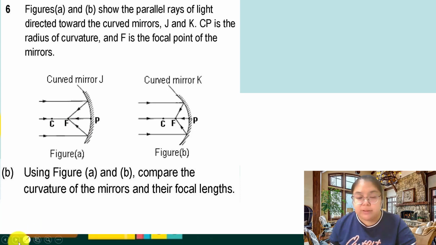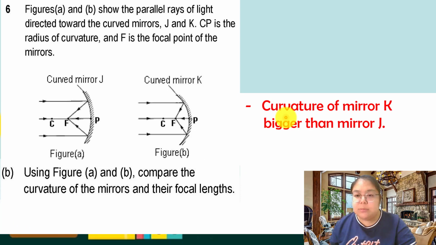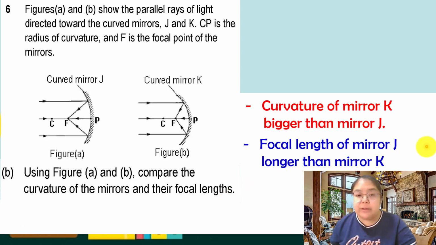So we do the comparison. You must mention more than or bigger than. You don't just state. State is not compare, so you must have the comparison in the sentence, like mirror K more than mirror J. You cannot say mirror J is curved, mirror K less curved, like this only. That's why it is called state. So better you write the sentence in comparison. Number 1: curvature of mirror K is bigger than mirror J. Number 2, focal length: focal length of mirror J is longer than mirror K. So this we call comparison.